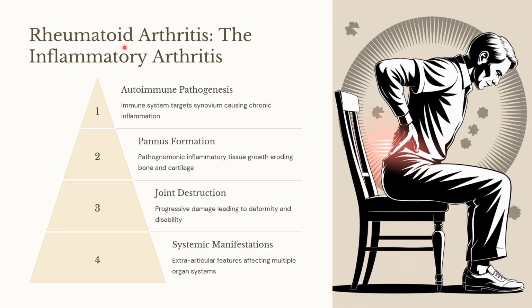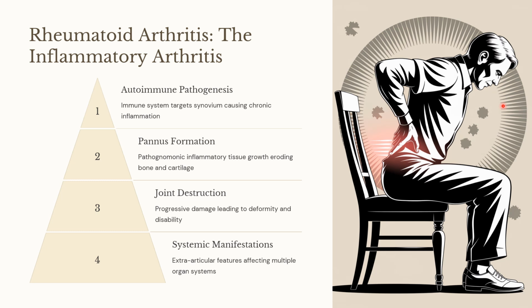Let's see in detail some more about rheumatoid arthritis. It has an autoimmune pathogenesis. It will target the synovium, thereby causing chronic inflammation. Since it has targeted the synovium, there will be formation of pannus. What is pannus?